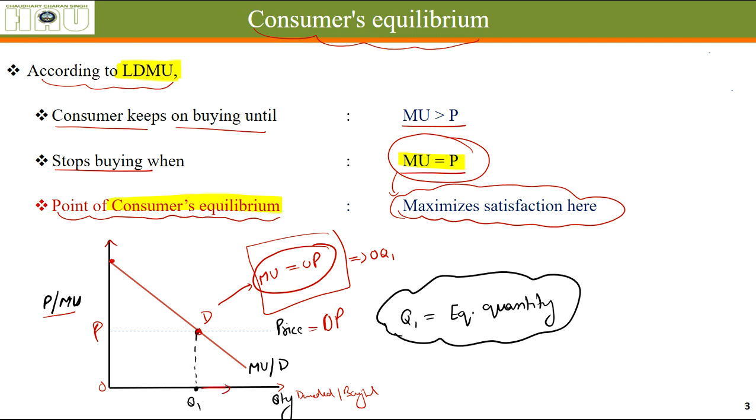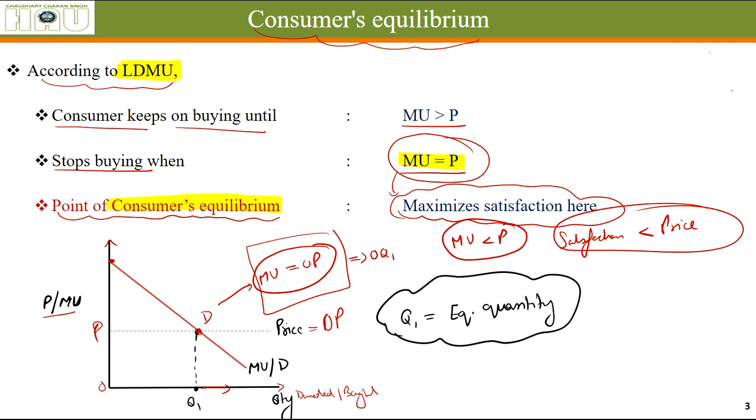If he buys any more quantity, then marginal utility will be lesser than price. That is, the satisfaction he gets from these additional goods is less than the price, and in no way are we going to pay for something that gives us lesser satisfaction than its price. It doesn't happen that way. It will be irrational. A rational person will always equate marginal utility and price, and he is never going to pay more than the satisfaction he gets. So Q1 here is the equilibrium quantity, and this is called consumer equilibrium.